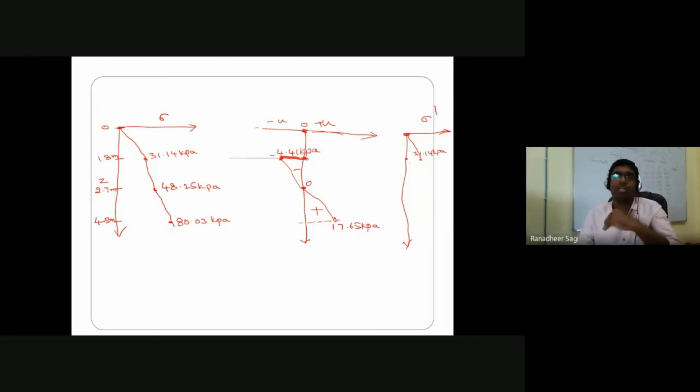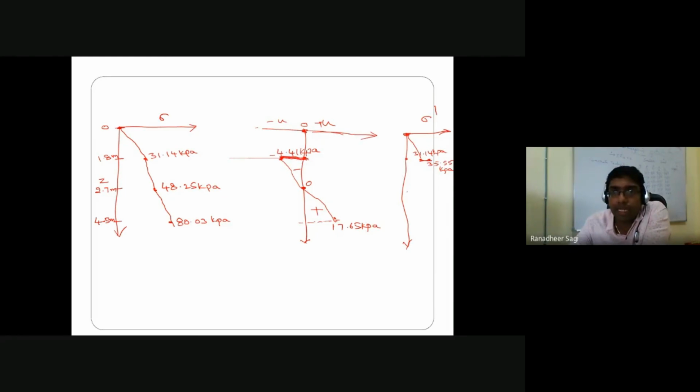Next, slightly below the position of point B, what is your effective stress value? It is 35.55 kilopascal. So what has happened? There is a sudden increase in your effective stress value. From where to where is it suddenly increasing? 31.14 kilopascal to 35.55 kilopascal. So there is a sudden increase in your effective stress value.